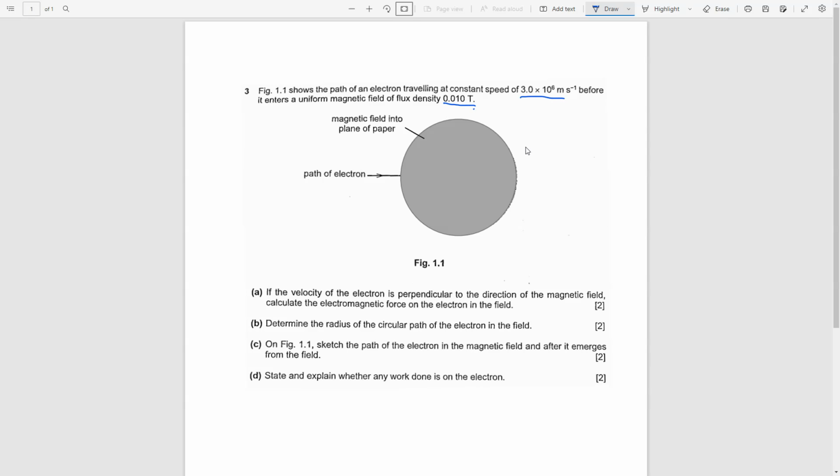If the velocity of the electron is perpendicular to the direction of the B field, calculate the EM force on the electron in the field. Basically, we are just going to use the formula F equals BQV sine theta. They already tell you that theta is 90 degrees, perpendicular, so sine 90 is 1. So the answer for part A is F equals BQV sine 90 degrees.